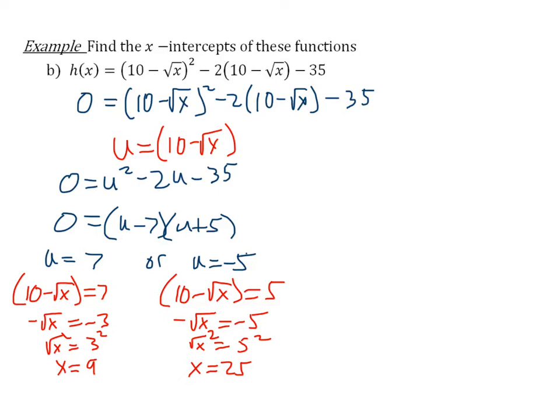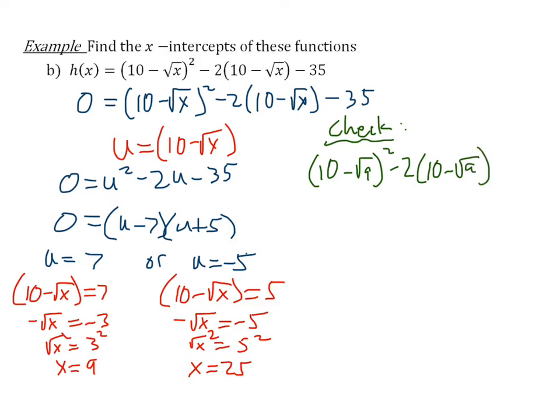Now all we got to do is check. So let's check it. All right, 10 minus the square root of 9, squared, minus 2 times 10 minus the square root of 9, minus 35. Well, 10 minus the square root of 9 is just 10 minus 3, which is 7. And so this is 49 minus 14 minus 35, which is 0. So that checks out.